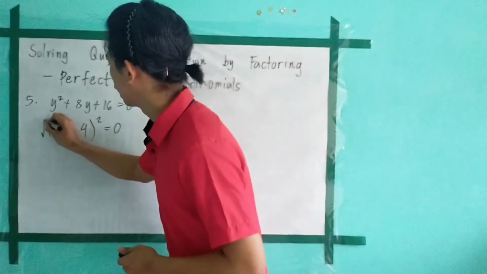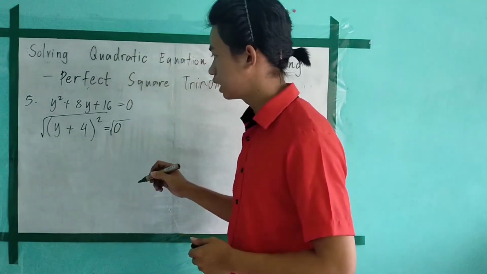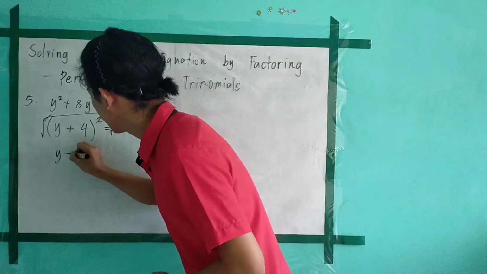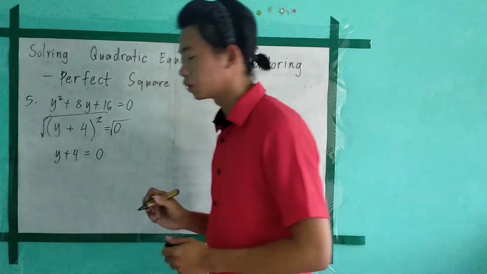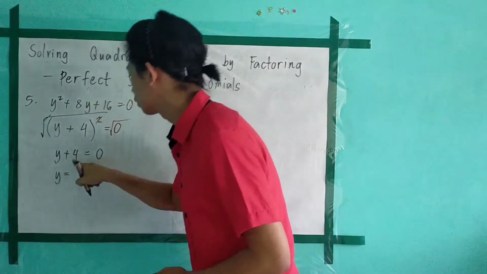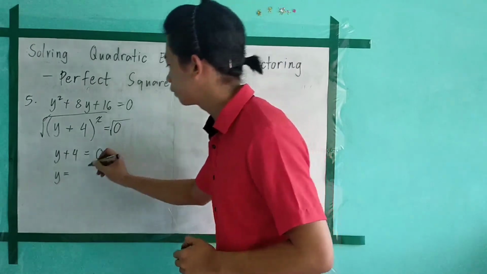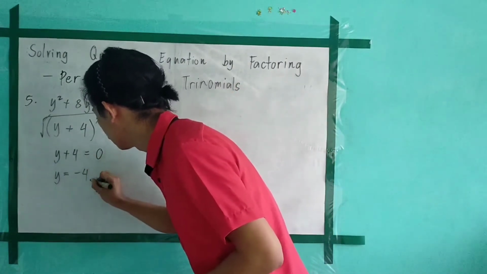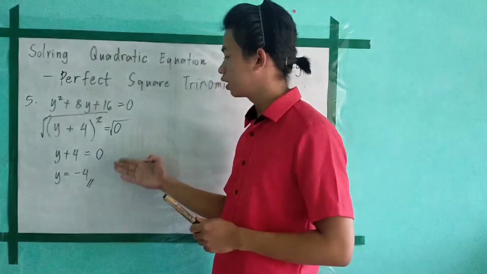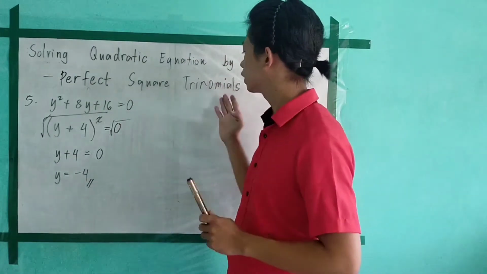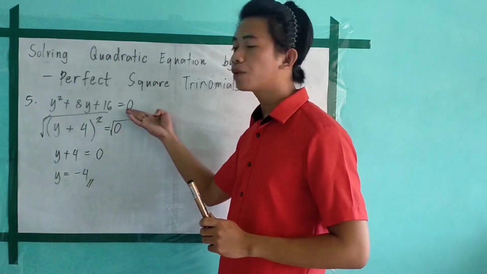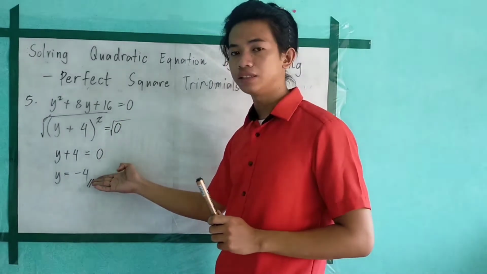Next, by extracting square root, and cancel. So, we have y plus 4 is equal to 0. So, y is equal now to positive 4, transpose natin, magiging negative 4. So, that is our solution. Y is equal to negative 4. So, kung mapapansin nyo, kapag perfect square trinomials, iisa lang ang solution. And in this given problem, the solution is negative 4.